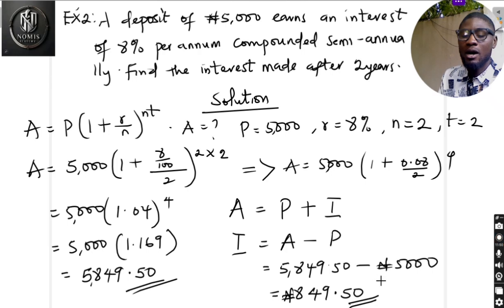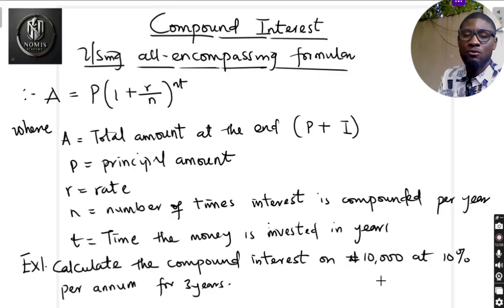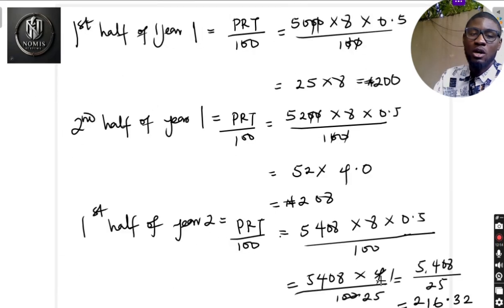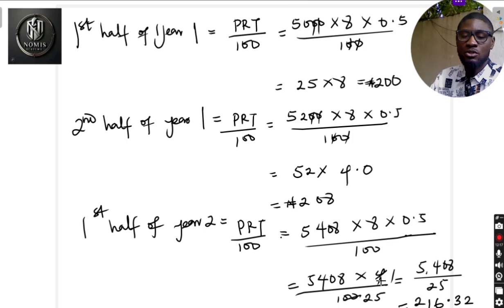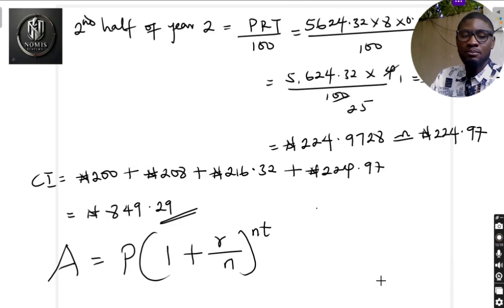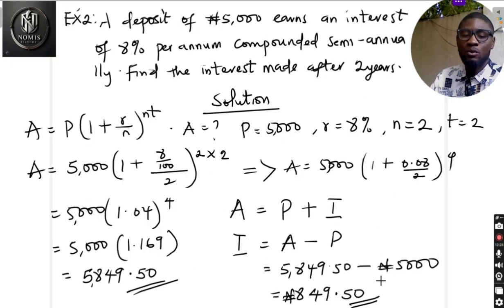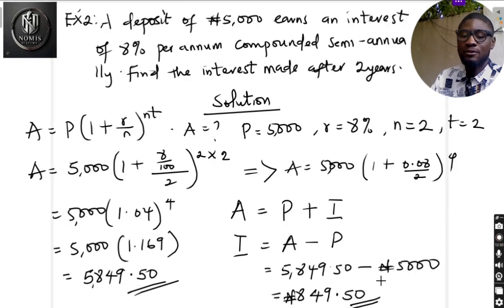Now if you compare our answer with the previous one where we used simple interest, you will see that they are the same. For those of you that have not watched, I will encourage you to go and watch the previous video on compound interest using simple interest. In the second calculation, example number 2, we got 849 naira 0.29. Here we got 849 naira 0.50. Who can tell the difference? Yes, approximation. So the little difference is due to approximation.